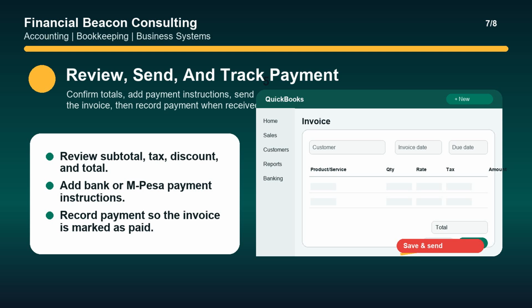Step 5 is to review, send, and track the invoice. Before sending, confirm the subtotal, tax, discount, and final total. Check that payment instructions are included, such as bank details, mobile money details, or any agreed payment method. After sending the invoice, monitor its status in QuickBooks. When the customer pays, record the payment against the invoice instead of creating a separate sale. This keeps the customer balance correct and prevents double counting income.